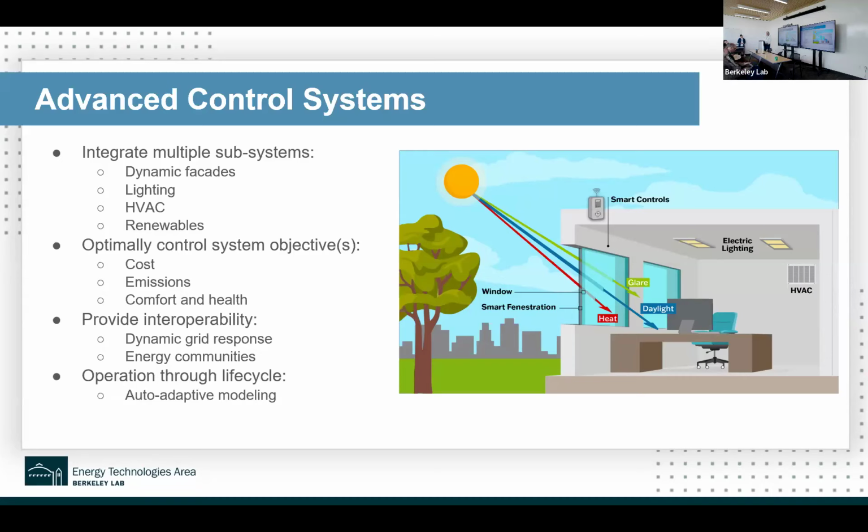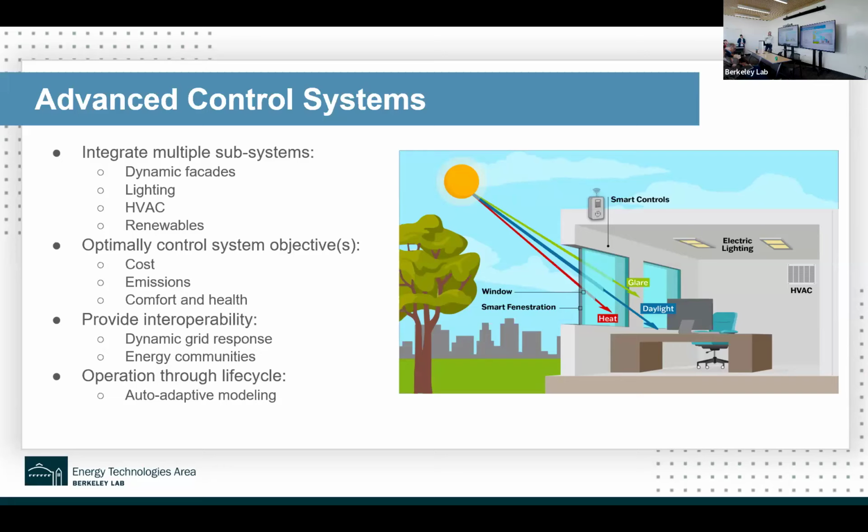We can control the system for different objectives, which could be cost, emissions, comfort and health, or a combination of all of these. Especially comfort and health is always part of the objective, but then we can weigh between cost savings versus emission savings, which may or may not be aligned, driven by the price of electricity and the dynamic emissions from the power grid.